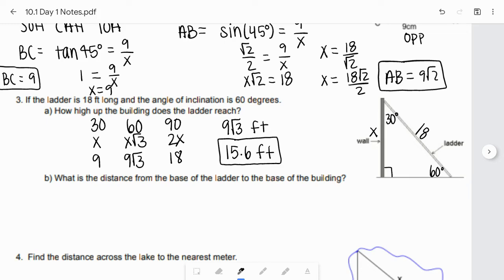All right, then we want to find the distance from the base of the ladder to the base of the building. Let's call that Y. That is across from the 30-degree angle. So without doing anything, if we just look, that would be our X side, and we already solved for that in part A. So 9 feet.